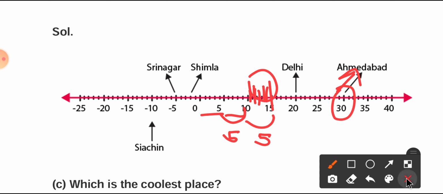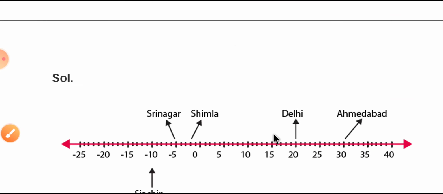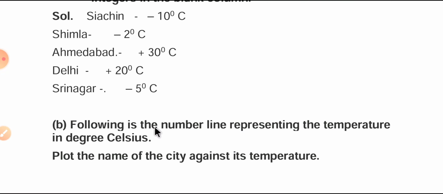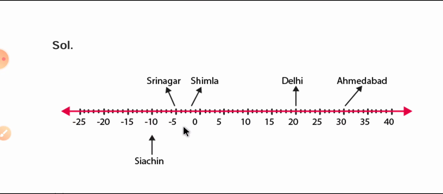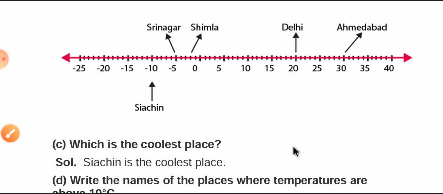The next one given is Delhi. Delhi is plus 20. So where is plus 20? Here. So mark plus 20 here. The last one is Srinagar, minus 5 degrees Celsius. Again you can see that it is minus 5. It means it is on the left hand side of our number line, and where is minus 5? Here. So mark Srinagar here. So these are the temperatures of the 5 different cities for the particular day.